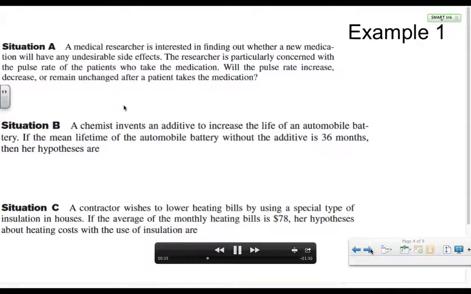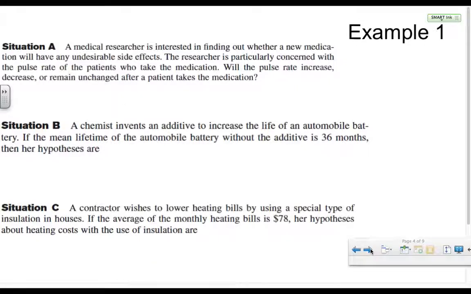So our alternative hypothesis, hopefully I wrote it here quickly. I wrote it on here. Where'd it go?